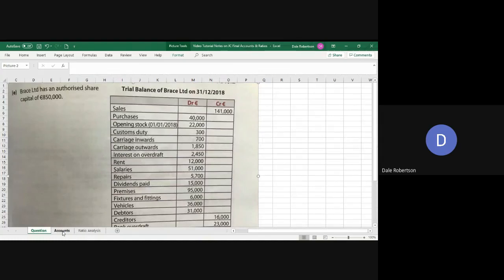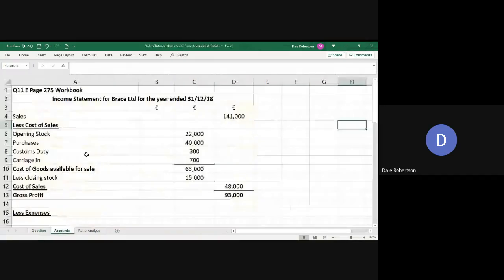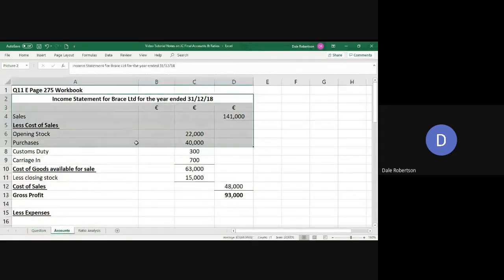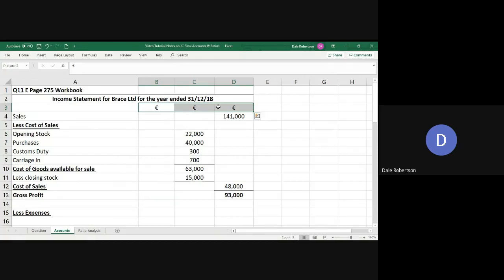So I'm going to go through the answer now here. I already have it typed out. So you need 3 columns, and you need those the length of the page. And the first step is to calculate your gross profit. Well, I suppose the first step really is to put in our heading. The heading is Income Statement for Brace Limited for the year ending 31st of December 2018. And you have your money columns, 1, 2, and 3 across here.